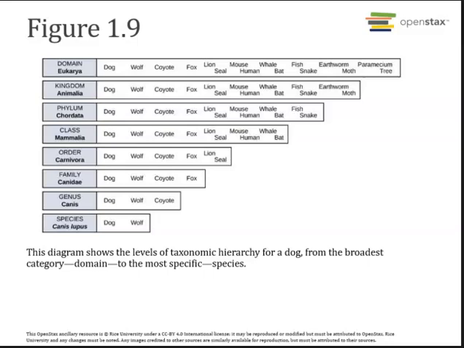And again, to help you remember the taxonomic hierarchy from broadest to more specific is Dear King Philip came over for good soup. Here in this figure, we can see the broadest identification for a dog, which is eukarya, and then we have the more specific categorization for dog that would include dog and wolf.